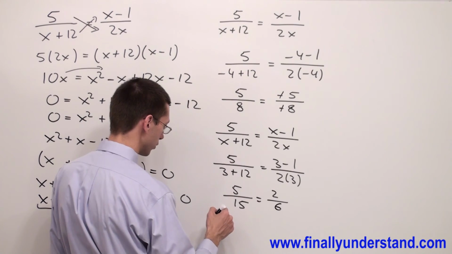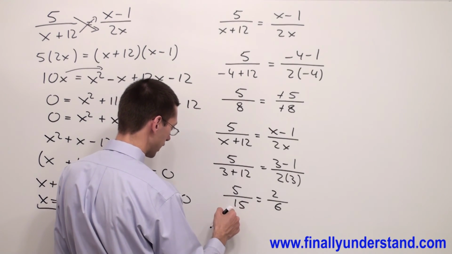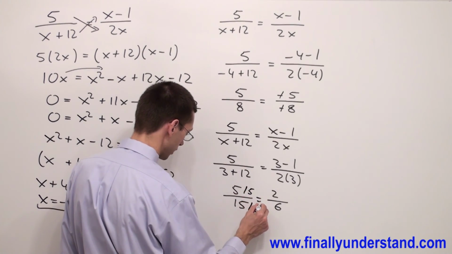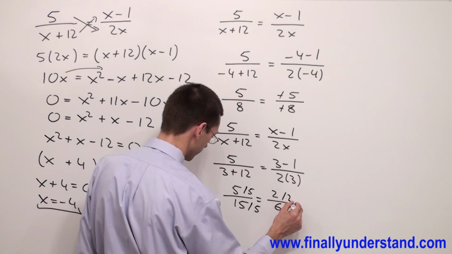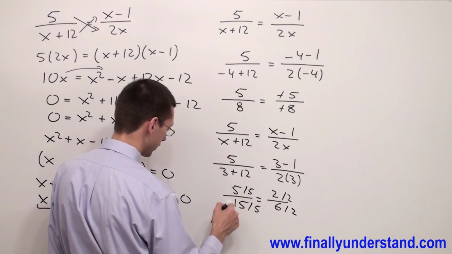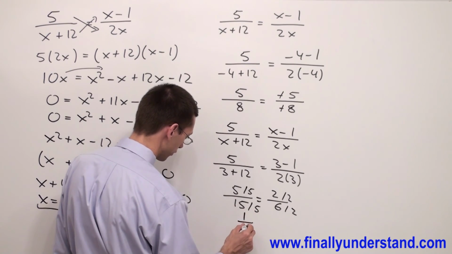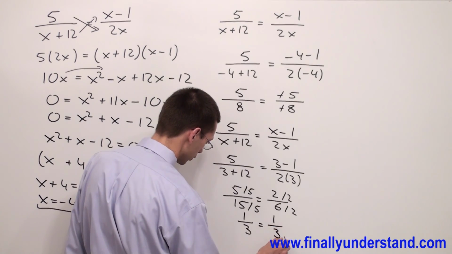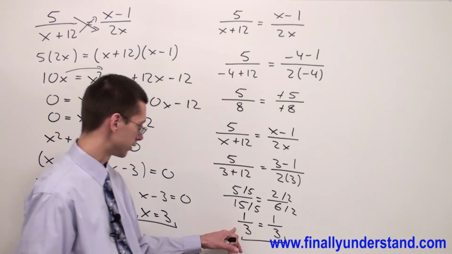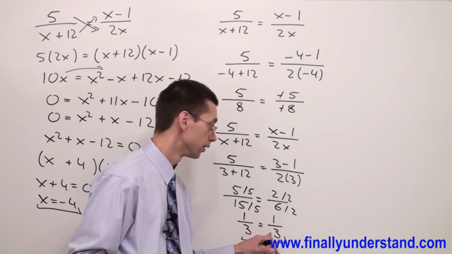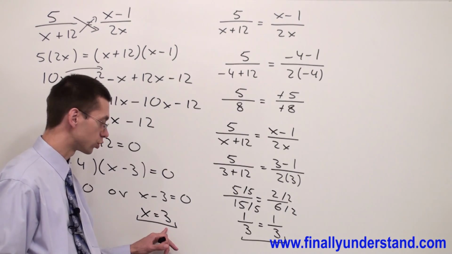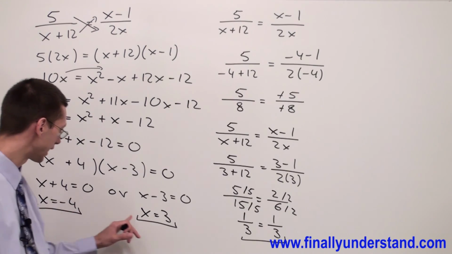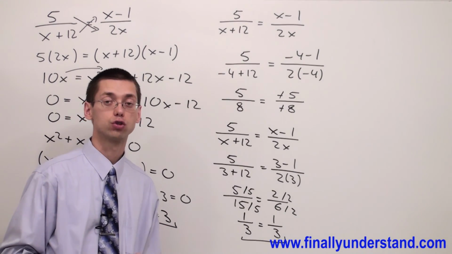Now, please notice that we can reduce this fraction and this fraction. So, the first one I'm going to reduce by 5, and the second one I'm going to reduce by 2. I have 5 divided by 5 is equal to 1. 15 divided by 5 is 3, equals 1 over 3. So again, the left side of my equation is equal to the right side. That's why x equals 3 is also a correct answer. So I can say that x equals negative 4 and x equals 3 are the correct solutions to my problem.